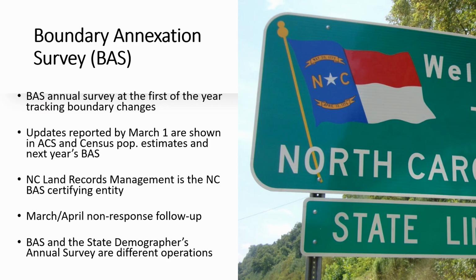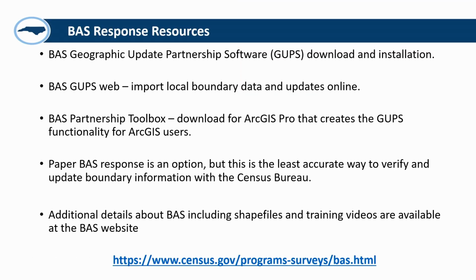We also want to point out that, as I mentioned, BAS is tracking your boundary changes as of January 1st, but there are plenty of opportunities, plenty of stakeholders that have different timelines. And the state demographer's timeline is July 1. So the BAS data is helpful for the state demographer's purposes, but it's not exactly what they need. So a lot of agencies, a lot of stakeholders are asking you for the same information in different ways at different times.